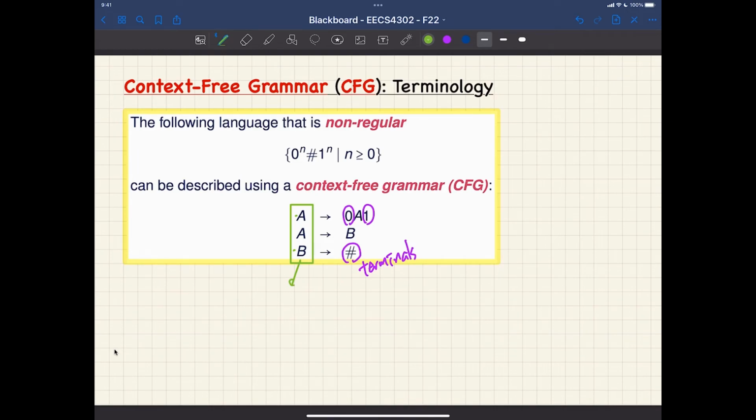You can say non-terminals or variables. Either way. Yes, please. N can be equal to 0 or greater than 0.